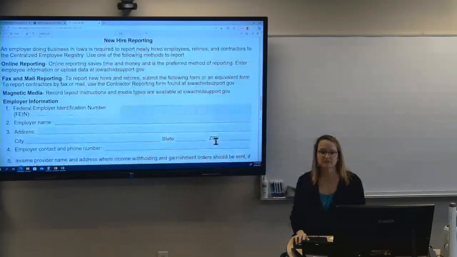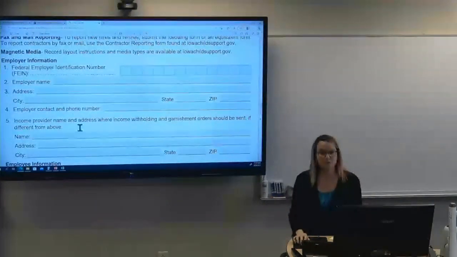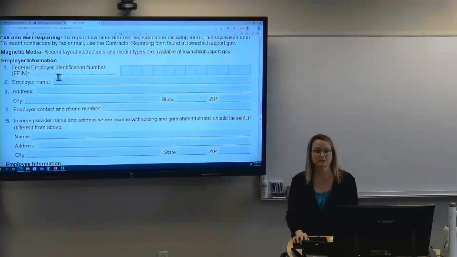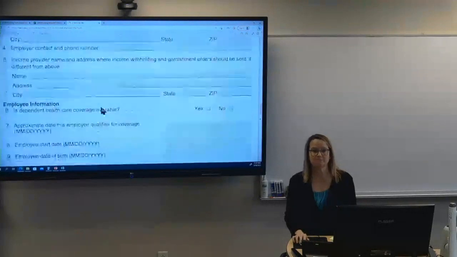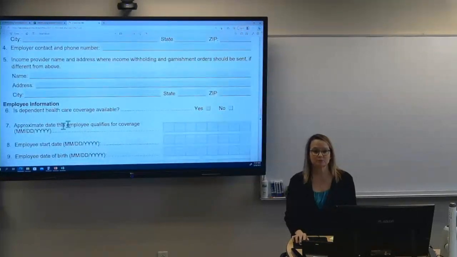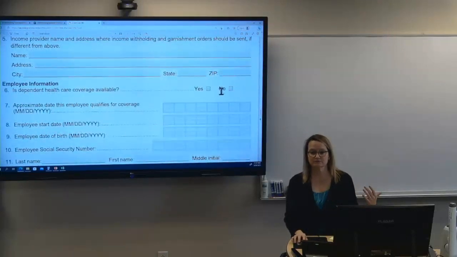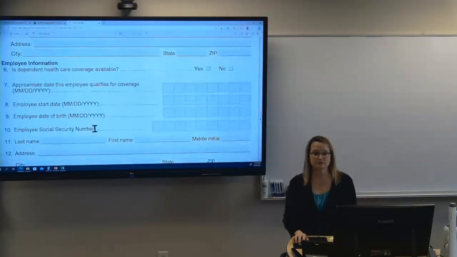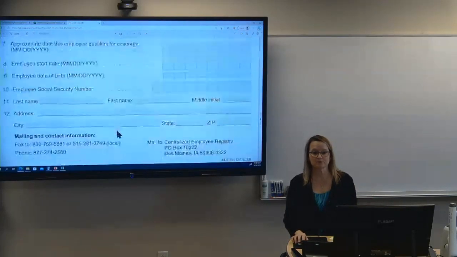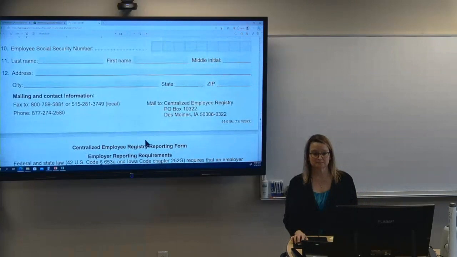This gets filled out both by the employer and the employee. So we've got a section here for employer information, and we've got a section for employee information. They want all sorts of information here: dependent health care coverage, date that the employee started, date of birth, all of that stuff.